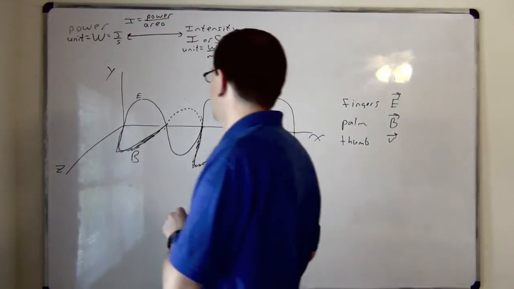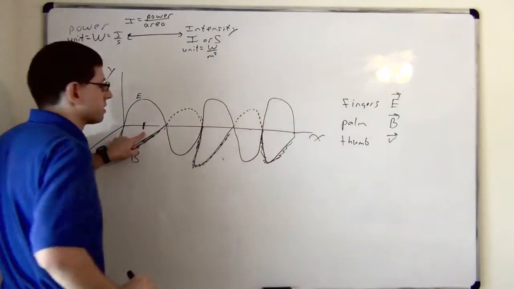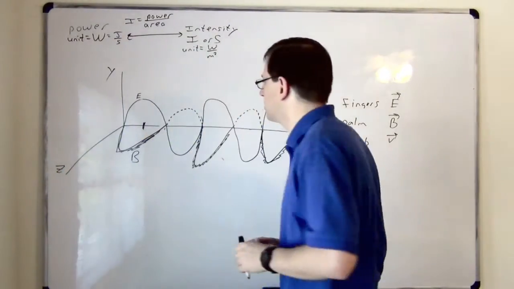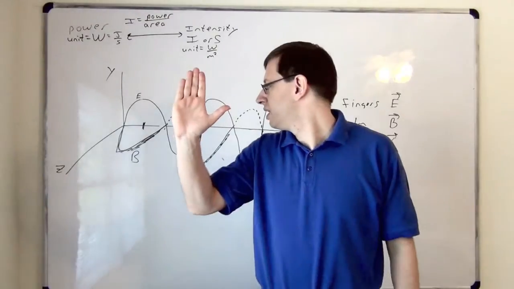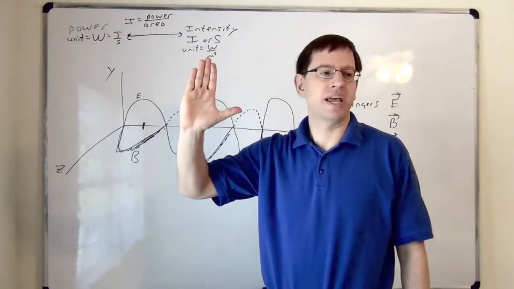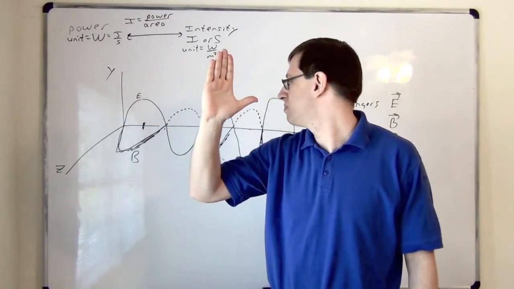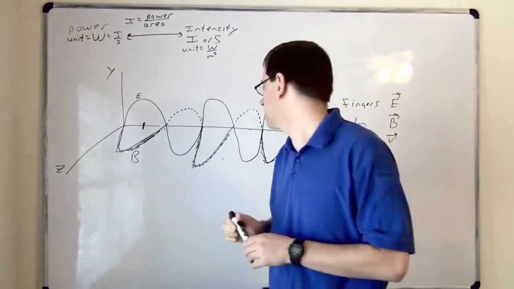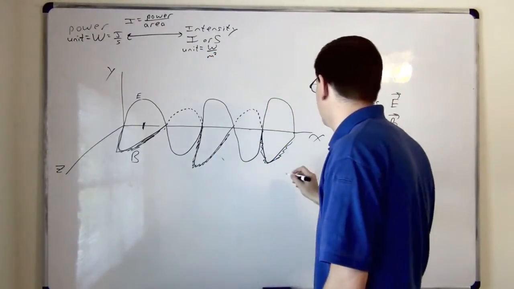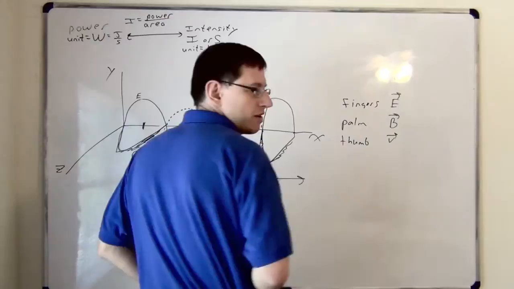So then your thumb would be to the right. So you chose to focus on this point. Yeah. So then your fingers should be up, like the electric field. The magnetic field is pointing out of the page at that point, and then your thumb would be in the positive x direction. So we got here that v should be in this direction.